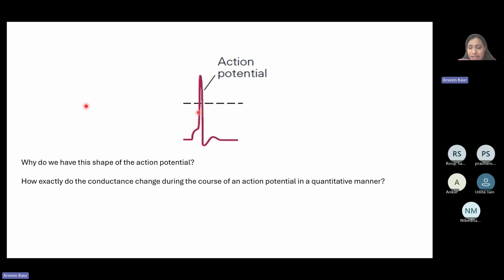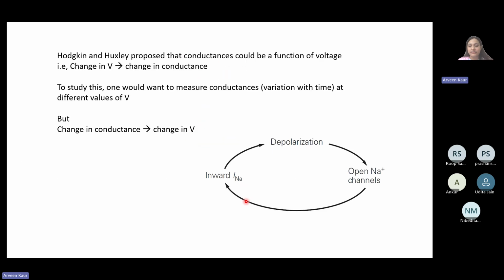So there are some very natural questions: why do we have this shape of the action potential, which is a very, very peculiar shape, and how exactly do the conductances change during the course of the action potential in a quantitative manner, right? How are we saying that initially it is closer to the conductance of sodium when it is being generated, and after it is generated, the conductance of potassium is increasing and it is coming down? How are we saying that is happening, right? So let us look at that.